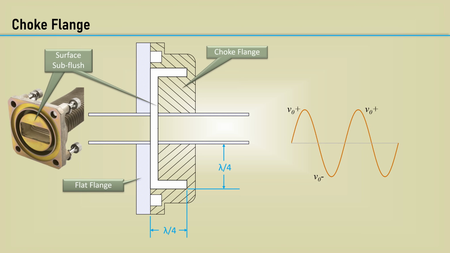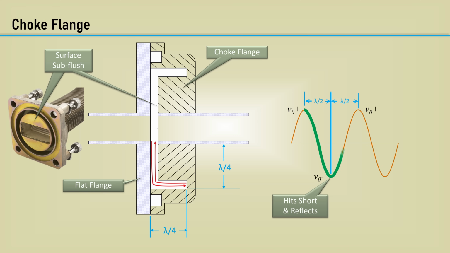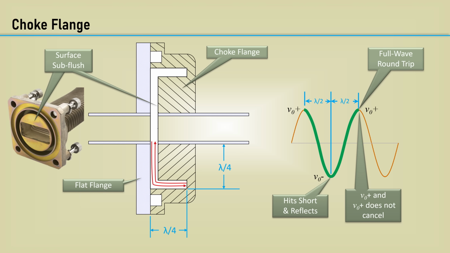Consider a sinusoid. The wave will travel down through the 2 quarter-wave sections. Assume it starts at V0 plus and travels down to V0 minus. It hits a short and is reflected. The half wave travels up at V0 plus, which results in a full wave round-trip reflection. At full wavelength, the reflected wave will be 360 degrees out of phase and will effectively be a short, since V0 plus and V0 plus do not cancel.